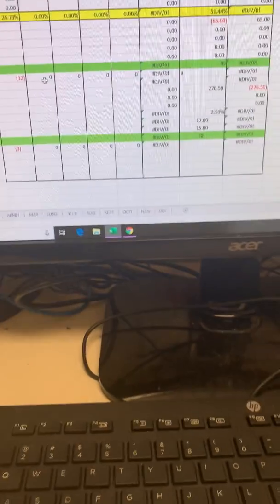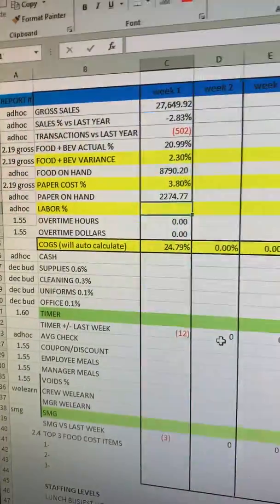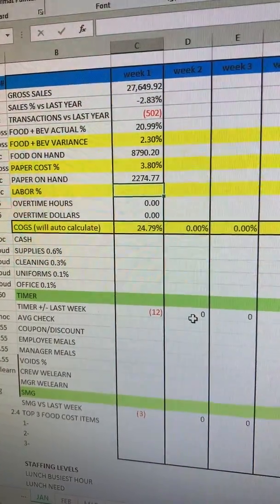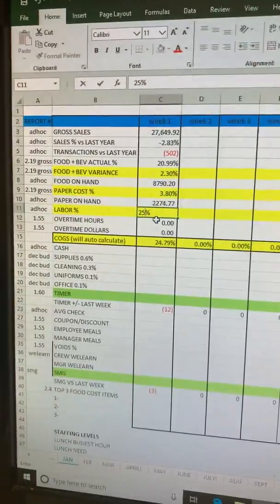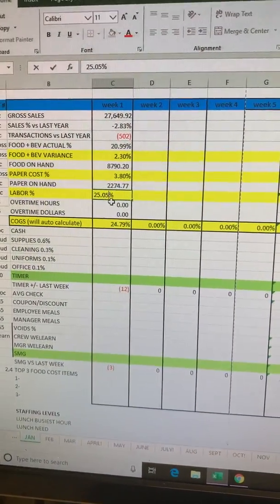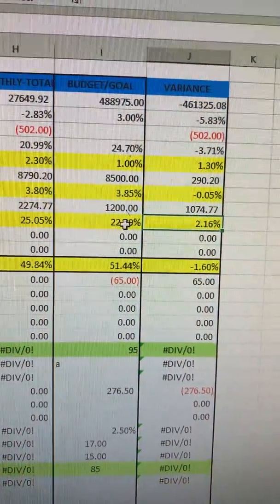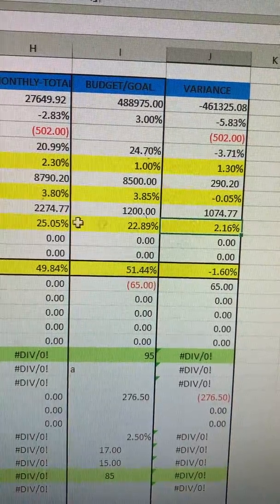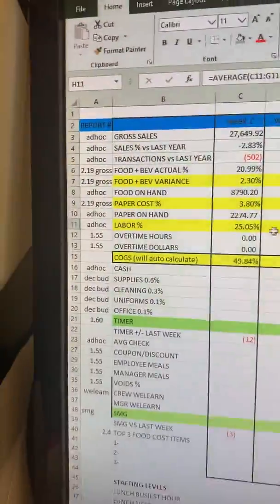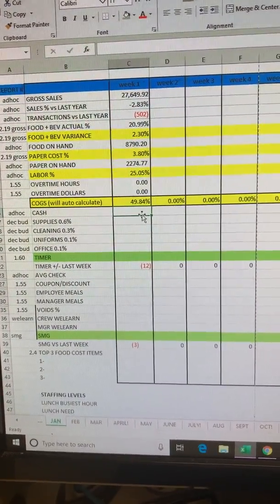You get that total, and once you get that total, again, you divide that by your adjusted gross to get a percentage. Now, obviously, my labor was super high last week. That's a no bueno. We are 2.16 over in labor. That's how you can check that. Obviously, if your labor is crap, you need to know how to kind of control that.